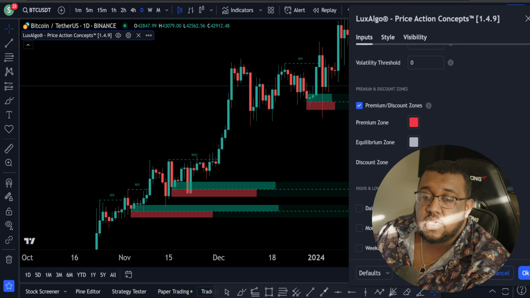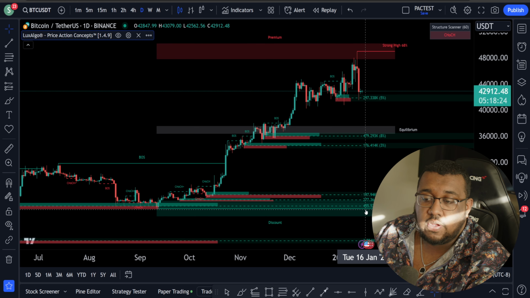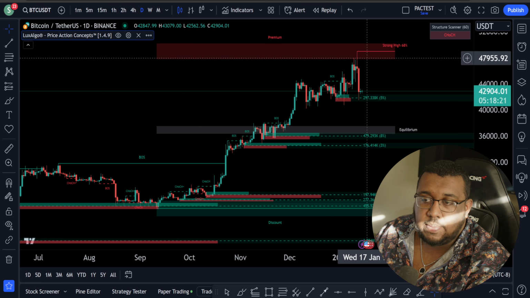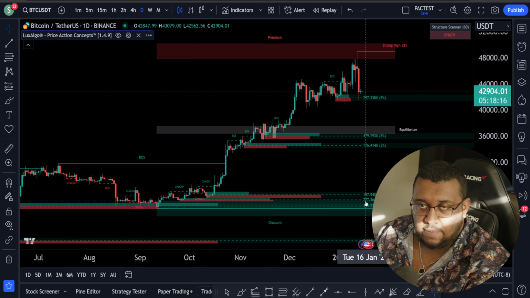Premium discount zones. I do not have these on my charts, but if you want to, you can see the very low zone, the equilibrium zone, and the premium high zone where you probably don't want to be buying. This is where you might have an opportunity to buy. If we come all the way back down here, you're really buying.